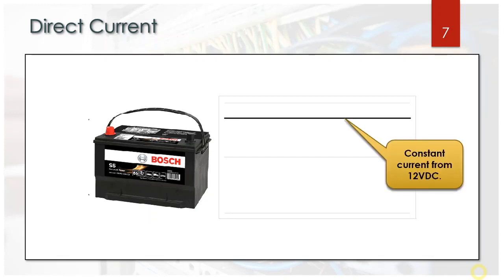So this is what direct current would look like. This is the same graph, but it doesn't alternate at all. It's just steady. It is a constant current that we get out of this battery, and that's why it is called direct current. It doesn't alternate. It is just a direct signal. That's why it's a straight line.